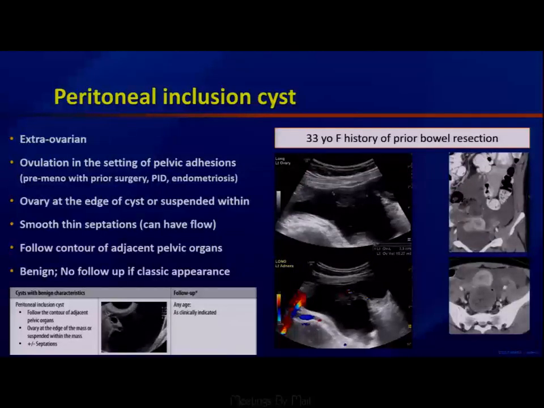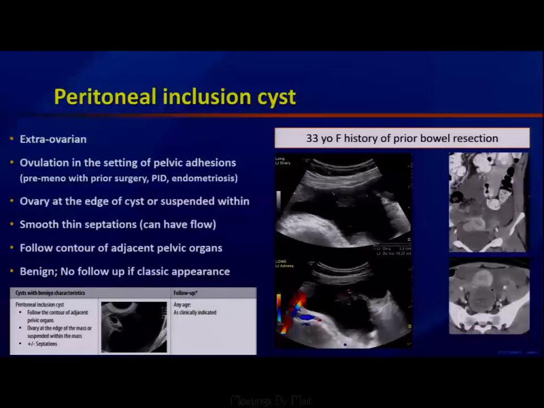Your typical appearance is an ovary, which is normal appearing most of the time, at the edge of a cyst or suspended within fluid. The fluid, though, is not free-flowing throughout the pelvis. It's loculated. It's usually unilateral. You can see smooth, thin septations, some of which have flow, reflecting peritoneum itself. And these collections really do follow the contour of the adjacent pelvic organs rather than resulting in any sort of mass effect. They're benign and no follow-up is needed if they have a classic appearance and are asymptomatic.